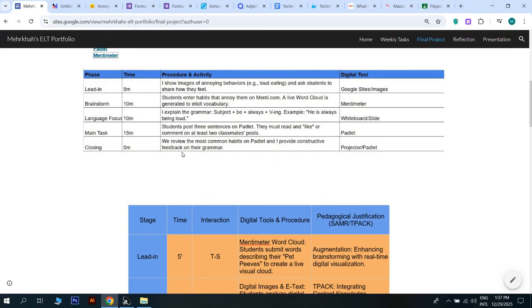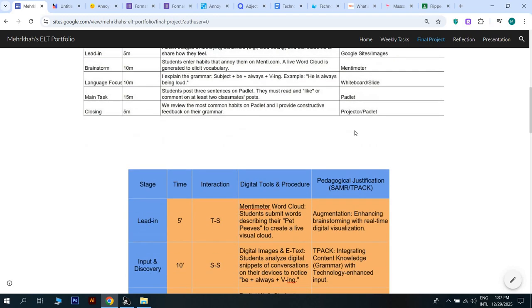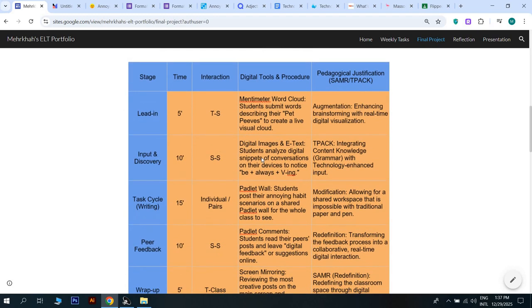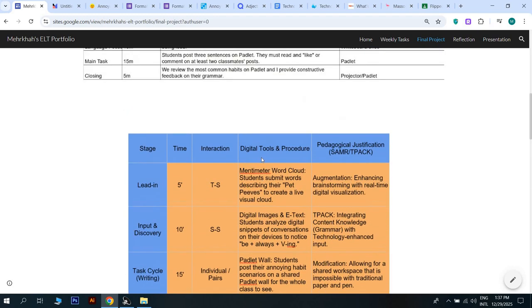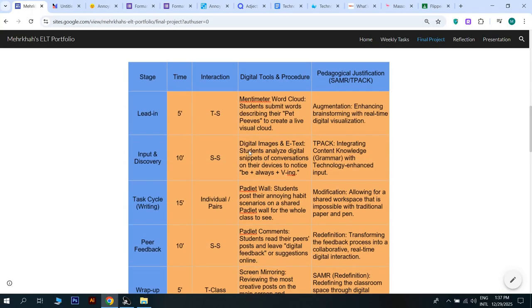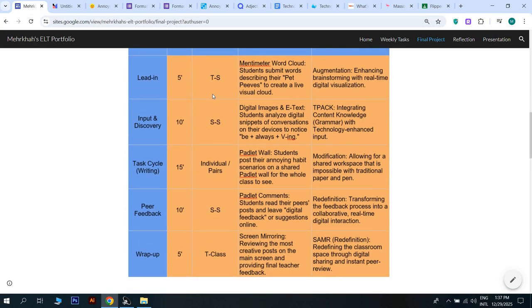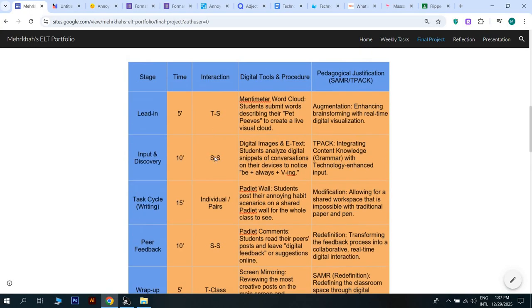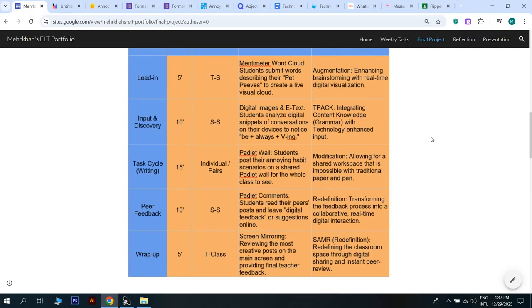In the closing stage, we review the most common habits on Padlet, and I provide constructive feedback on their grammar. This can be through a projector or, as I said, Padlet. Here are the same steps, but I just put them in a table because I thought it's more academic, with interaction types: teacher, student, student, and so on.